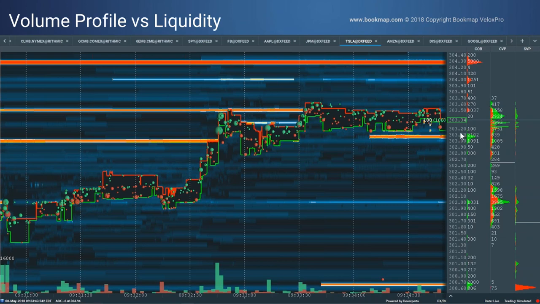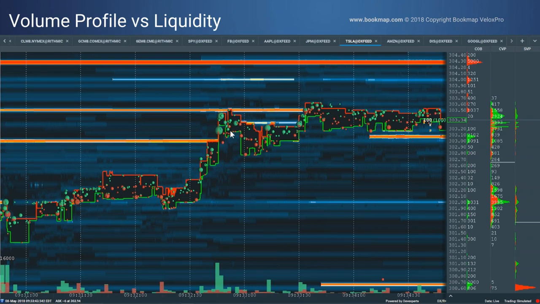Now, if you're trading volume profile, you'd be looking for a pullback to where? Here's a big cluster of activity that just took place, and here is the previous activity here. Well, you'd be looking for your low volume node pullback. Sorry, you'd be looking for a pullback into this area here, and maybe around 302.50. Well, that's not the story here, though. You would be missing the move here.